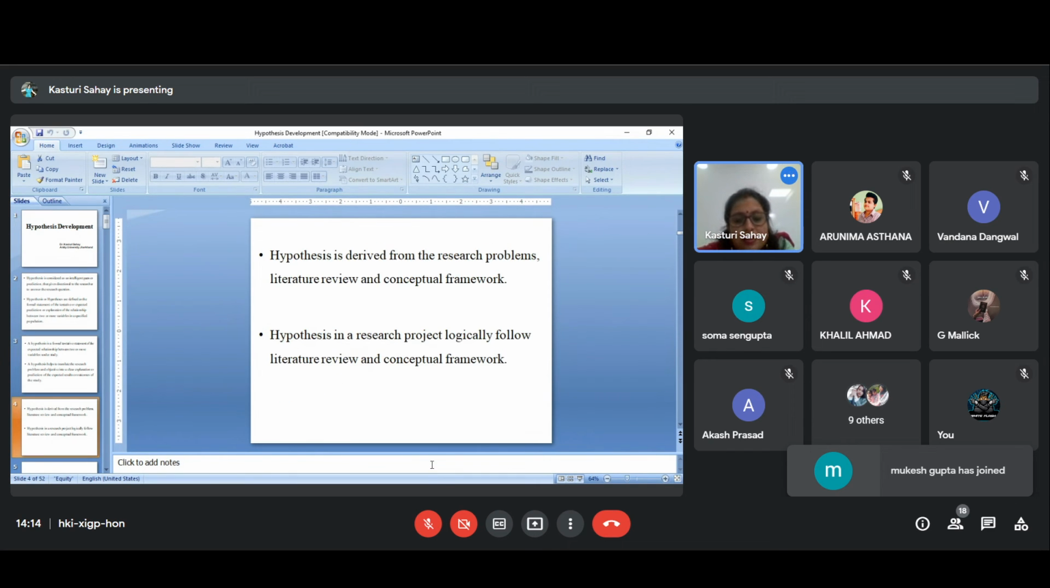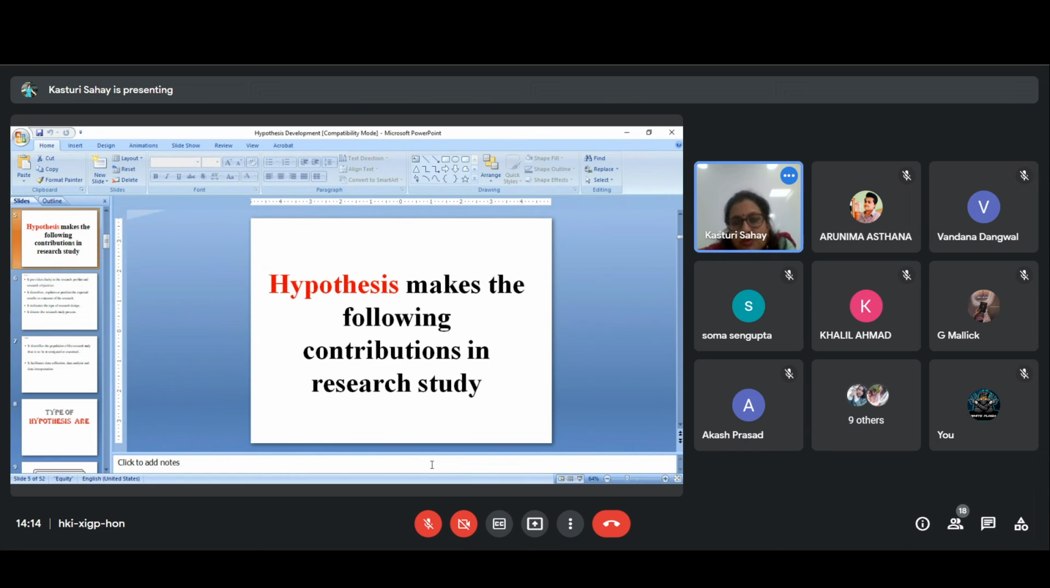It is, of course, as we were discussing, derived from the research problems, the literature review, and the conceptual framework of your research work. It logically flows from a literature review. Whatever you have studied will help you to decide what guess you would like to make.